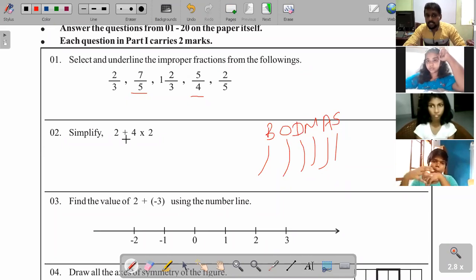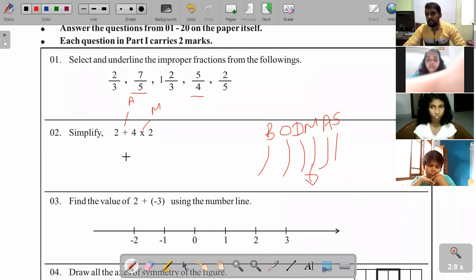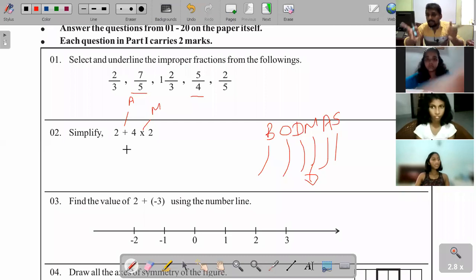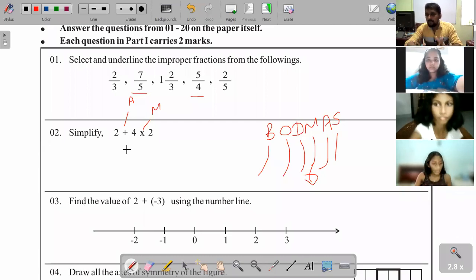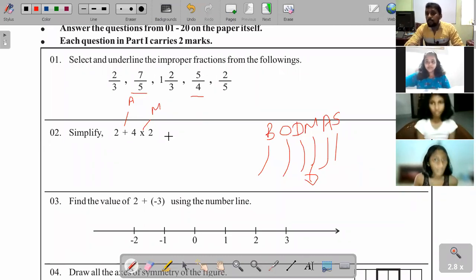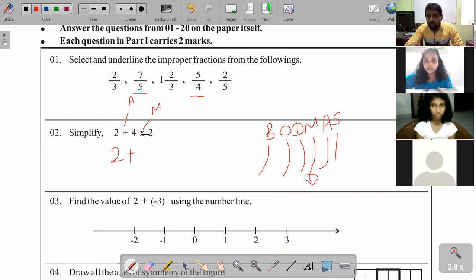Right? Now this question has addition, multiplication. Which one do you have to do first? Addition or multiplication? According to BODMAS, multiplication. So which numbers have to be multiplied? What are the numbers? 4 and 2 you have to multiply first. So 2 plus 4 times 2. What is the answer? 8.